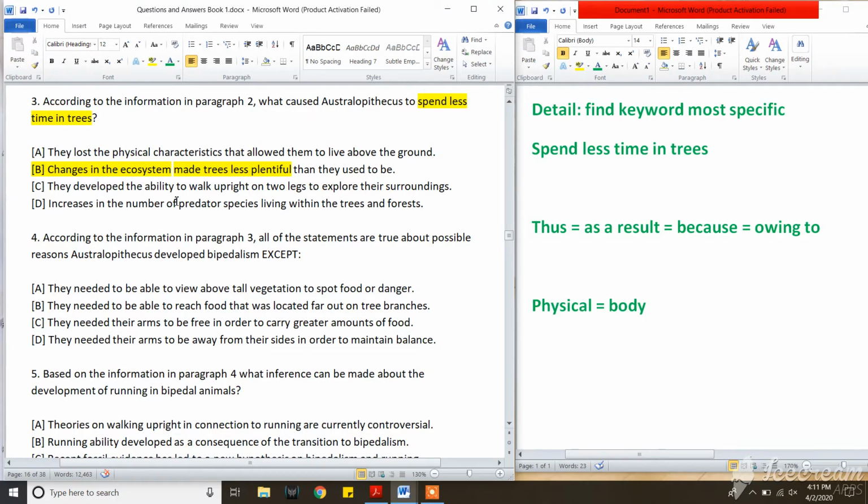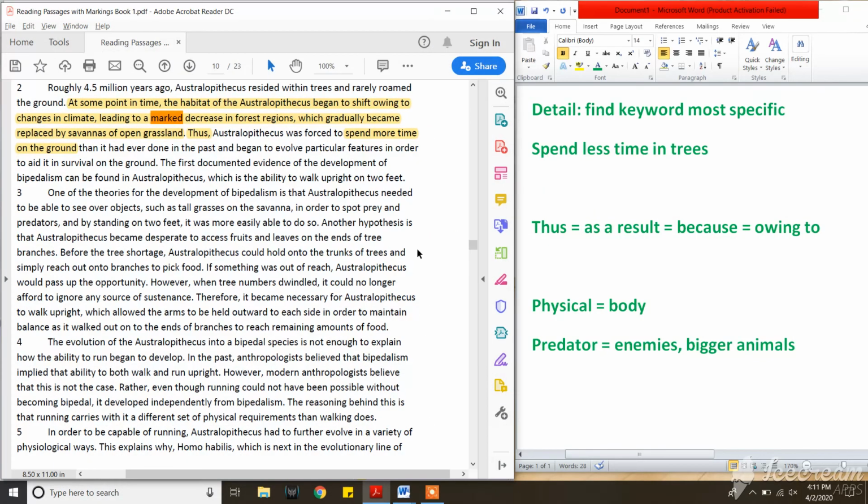And answer D, finally, increase in the number of predator species living in the area, right? Predator, of course, means hostile animals, like animals that want to kill you and eat you, right? So enemies, right? Like bigger animals that want to eat you. So increase in the number of predators, we can look up here and we can see survival right here, survival on the ground. But does it say increase? Increase was our keyword. No, not mentioned increase. So we cannot say that it went up.